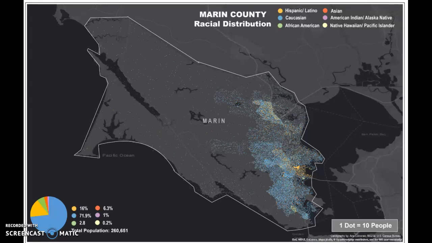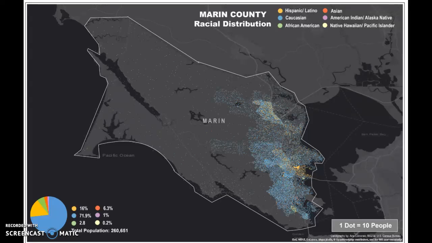I chose to do this by comparing one of the richest counties in California, Marin County, to one of the poorest counties, Imperial County. And the first way I chose to explore this inequality was through racial demographics. I ultimately chose to use dot density to display this.